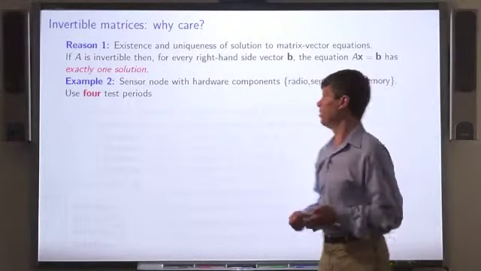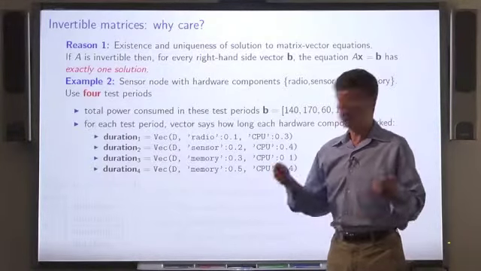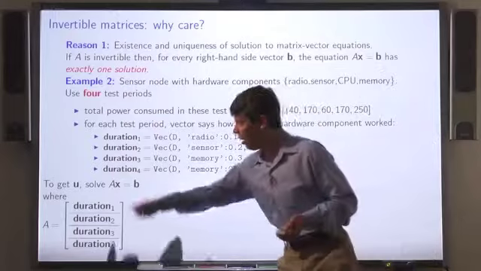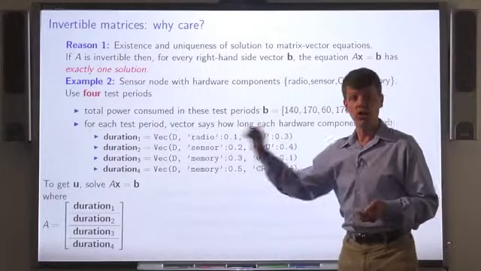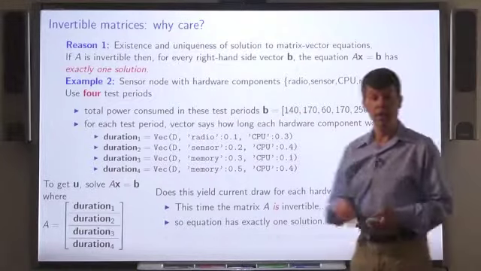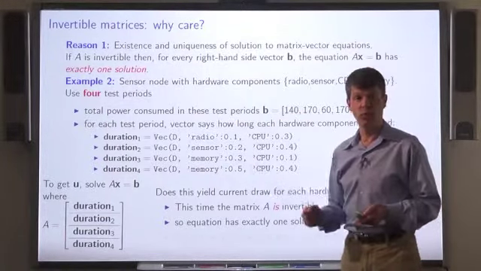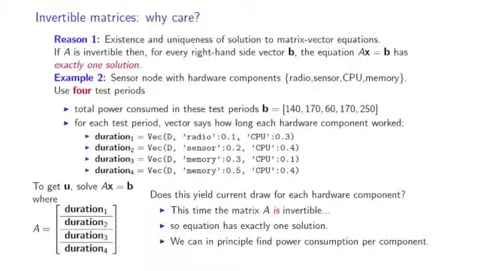Let's use 4 test periods instead. In this case, the matrix consisting of the corresponding duration vectors is an invertible matrix. And so there's only one solution to the matrix vector equation Ax equals b. And therefore, in principle at least, we'll find the correct current draw for each of the hardware components.